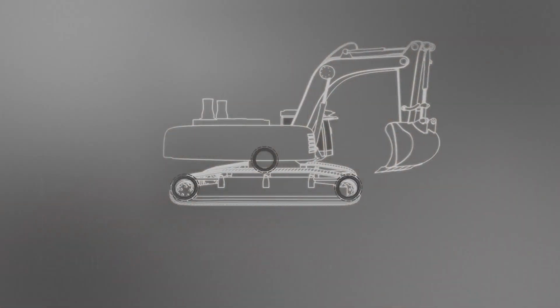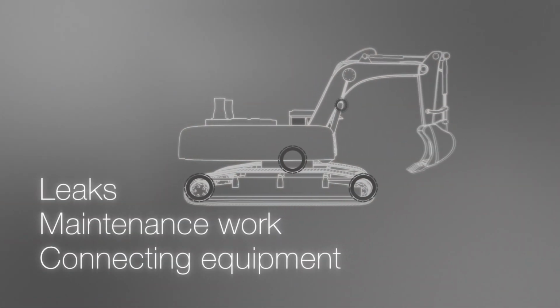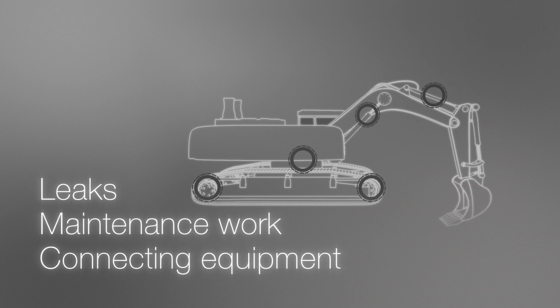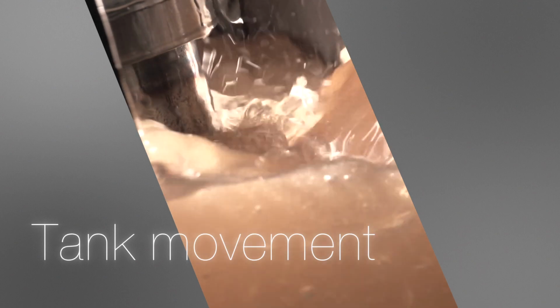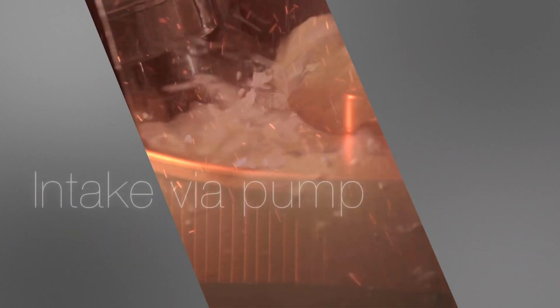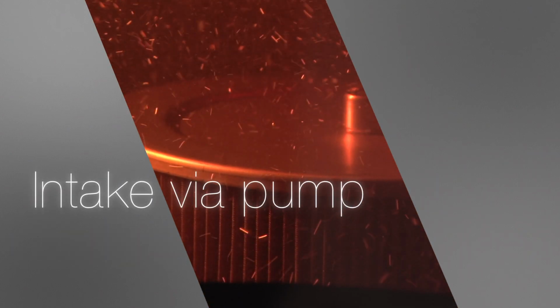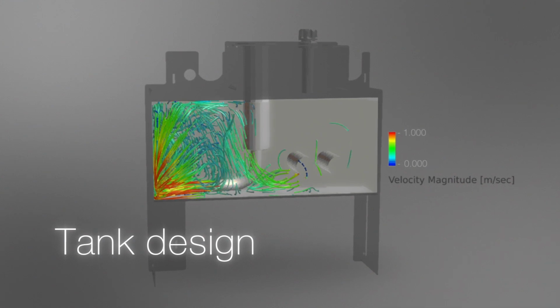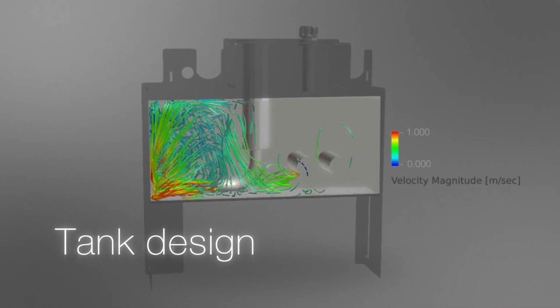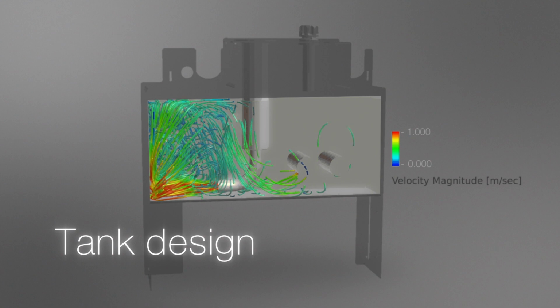But how does air get into the operating fluid in the first place? Air can enter through damaged cylinder seals during maintenance work or when equipment is connected, by liquid sloshing in the tank, by the pump taking in air, or as the result of flawed filter tank designs. As you can see, only half of the tank has sufficient flow, so the air has barely enough time inside the tank to separate off.